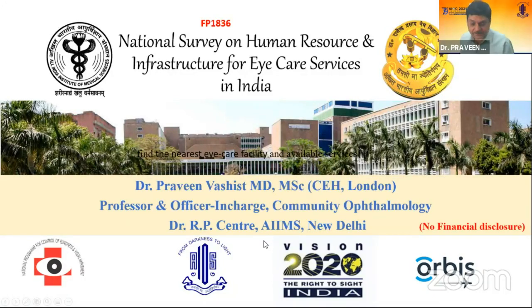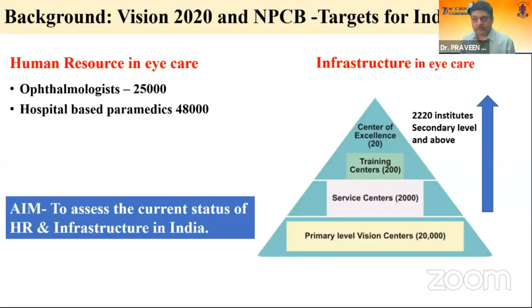Good morning, respected judges. Today I am presenting the findings of the National Survey on Human Resource and Infrastructure for Eye Care Services in India. The survey was led by RP Center, along with the partners National Program for Control of Blindness and Visual Impairment, All India Ophthalmic Society, Vision 2020 Right to Sight India, and Orbis International.